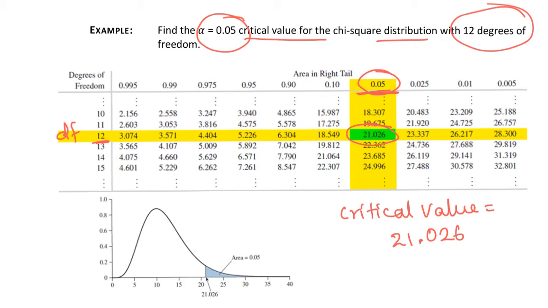21.026. This diagram represents the chi-square distribution with 12 degrees of freedom with alpha equal to 0.05. The critical value is labeled here. This shaded part represents the area to the right of this critical value, that is 0.05.